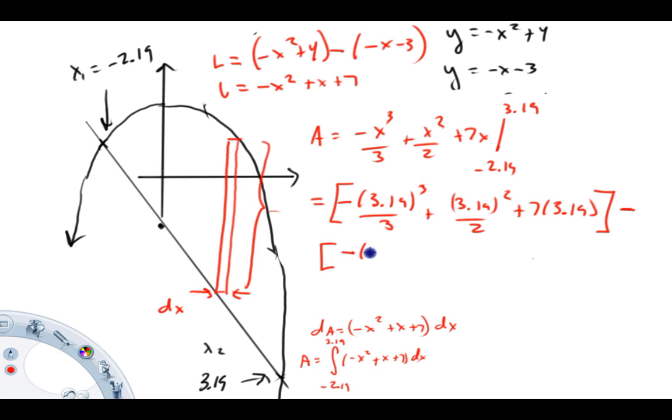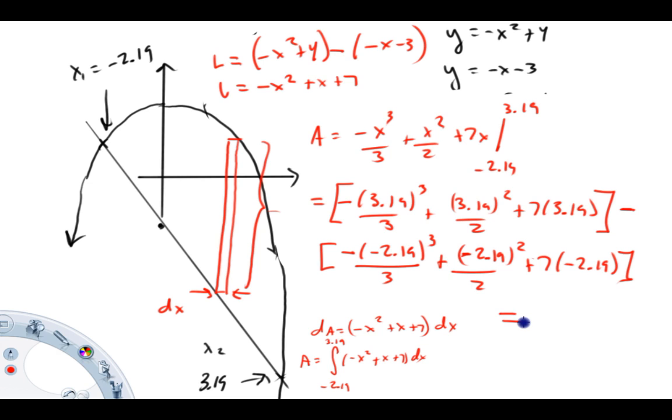So minus a minus 2.19 cubed over 3. Lots of minuses floating around. This one is coming from the evaluation of the limit. This one is coming from the antiderivative term. This one is because the bottom limit is negative. Right. Plus a negative 2.19 squared over 2 plus 7 times a negative 2.19 equals. So I'm going to take a moment and pause this so the video doesn't get too long while my helpers here calculate a value for me.